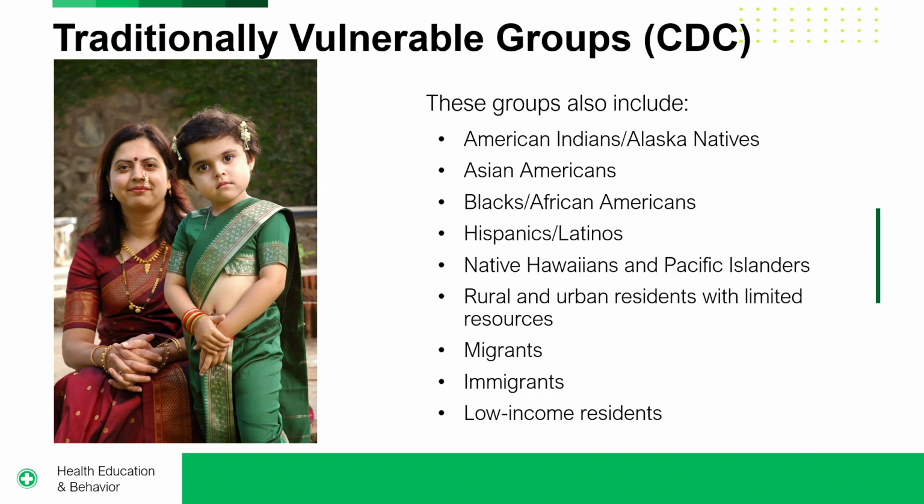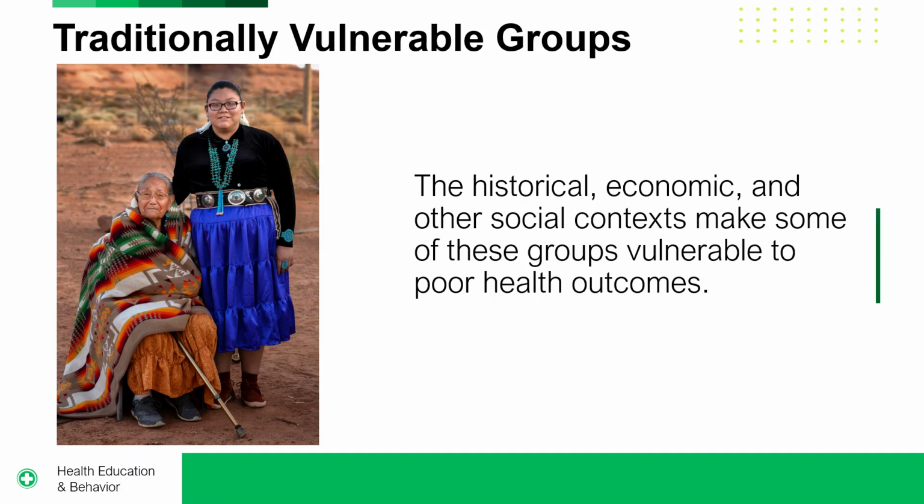Traditionally vulnerable groups, according to CDC, include American Indians, Alaska Natives, Asian Americans, Blacks or African Americans, Hispanics or Latinos, Native Hawaiians and Pacific Islanders, rural and urban residents with limited resources, migrants, immigrants, and low income residents. The historical, economic, and other social contexts make some of these groups vulnerable to poor health outcomes.